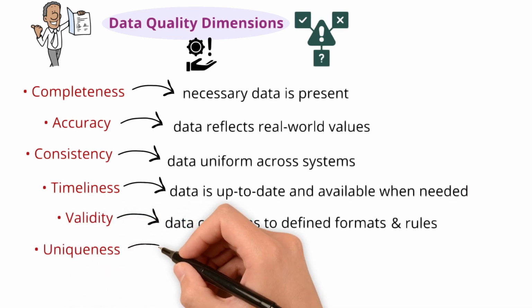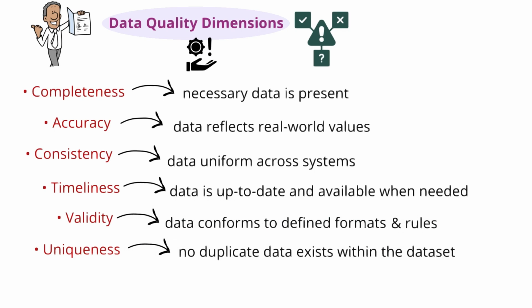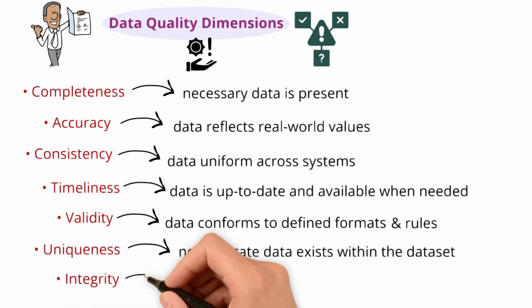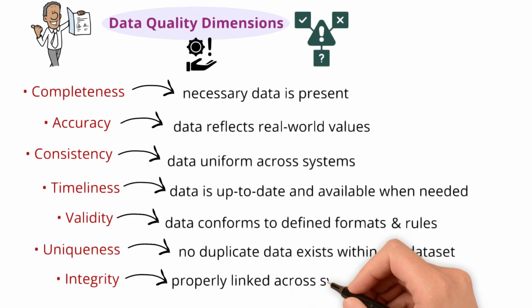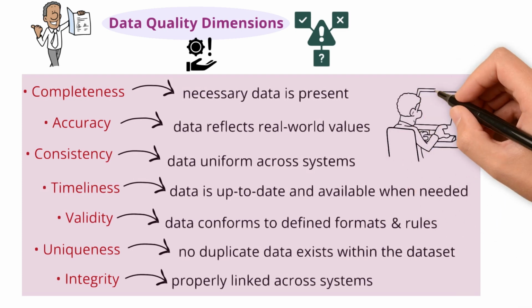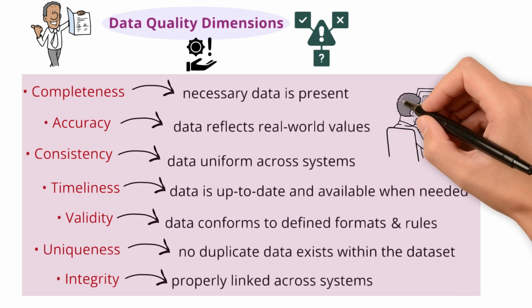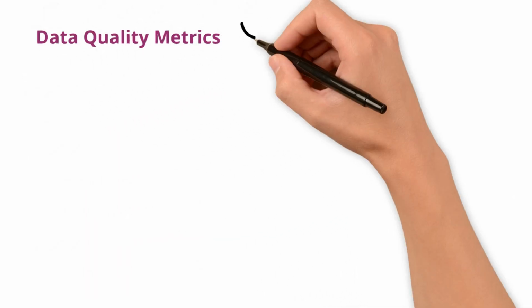Next, uniqueness, to ensure no duplicate data exists within the dataset. Integrity, to ensure data remains accurate, consistent, and properly linked across systems. These are the different dimensions that guide us on what to monitor for the highest data quality. Now let's see what data quality metrics are and how they are different.